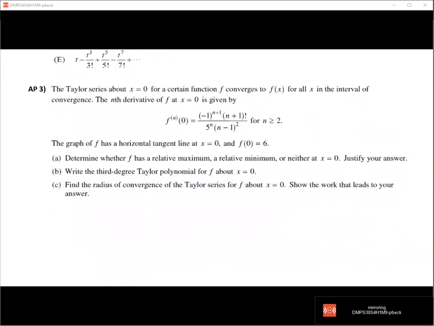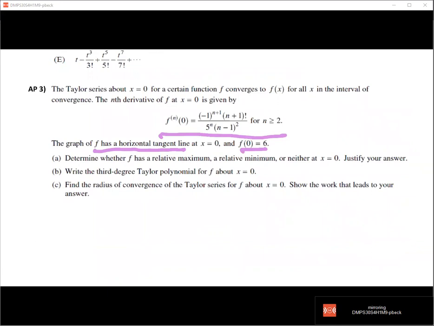Then we have our free response problem. When it comes to our free response problem, I left this blank because I wanted to work out all the details on this one together, just so you could see into the mentality of what it is that we're looking for. So we have our nth derivative given, so that's going to be important. We have our nth derivative given. We're told that we have a horizontal tangent, and we're told f of 0 is 6. So our first goal is to determine whether f has a relative maximum, a relative minimum, or neither.